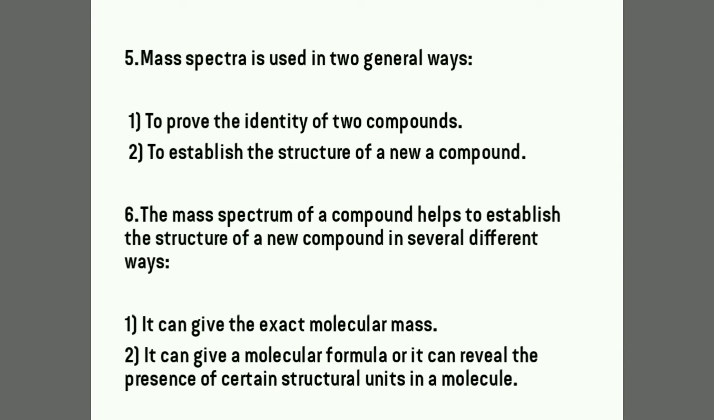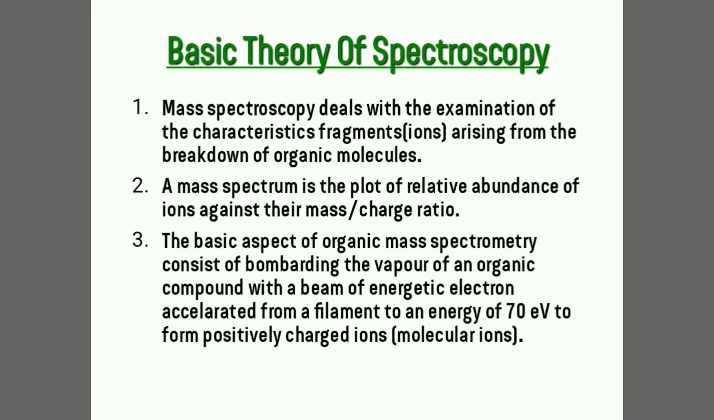Mass spectra are used in two general ways. First one is to prove the identity of two compounds. Second one is to establish the structure of a new compound. The mass spectrum of a compound helps to establish the structure of a new compound in several different ways. First one is it can give the exact molecular mass. Second one is it can give a molecular formula, or it can reveal the presence of certain structural units in the molecule.